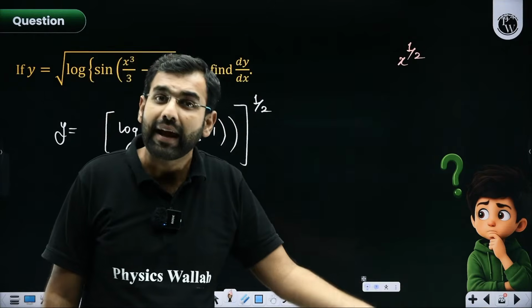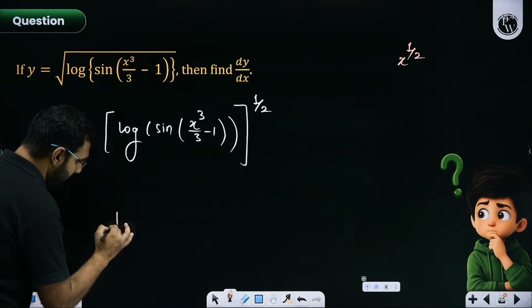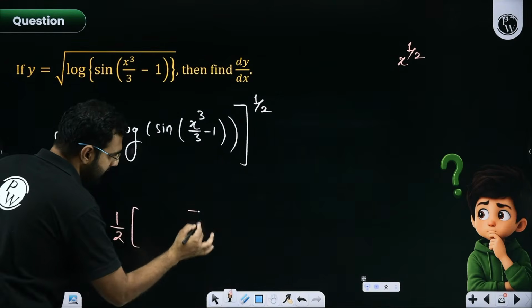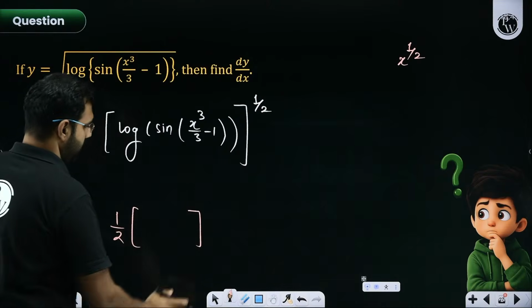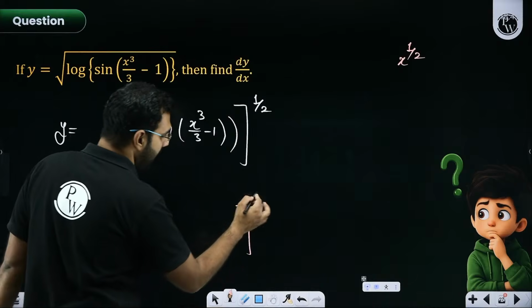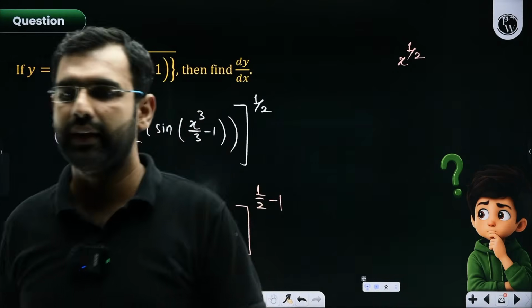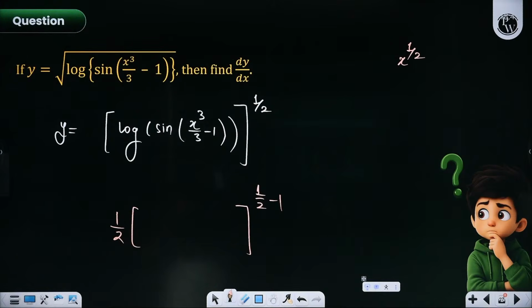Sir, x to the power n. The derivative of x to the power n is n x to the power n minus 1. What is n minus 1? n is 1 by 2, so 1 by 2 minus 1 is minus 1 by 2. But sir, originally x is not x.